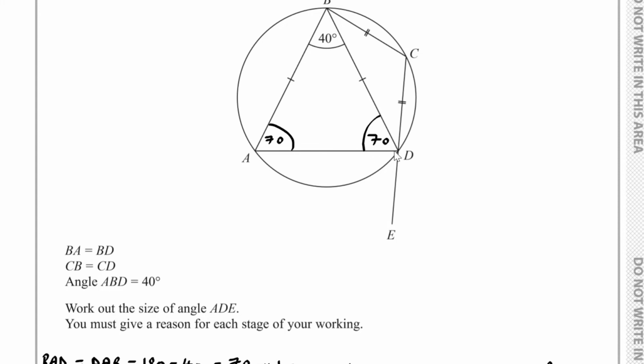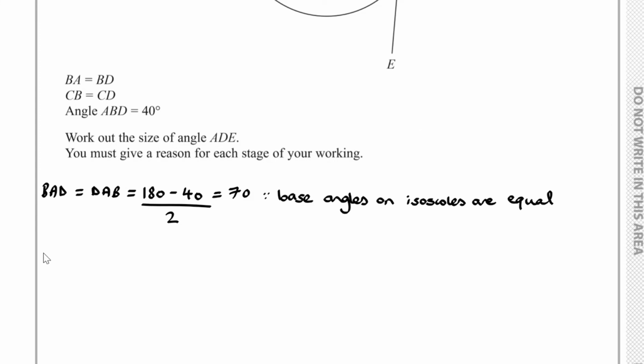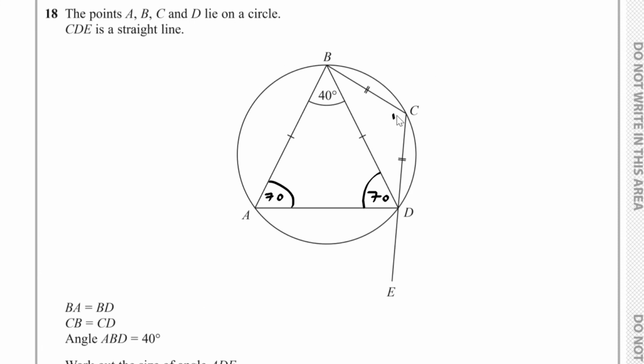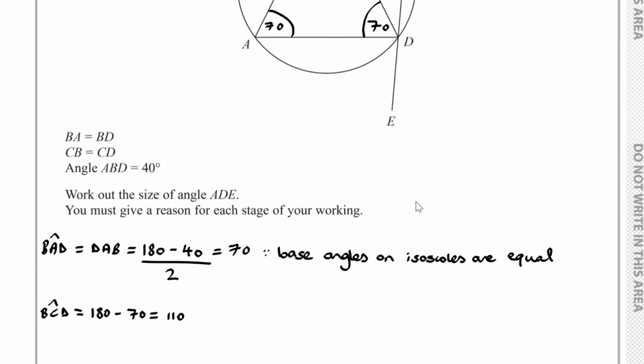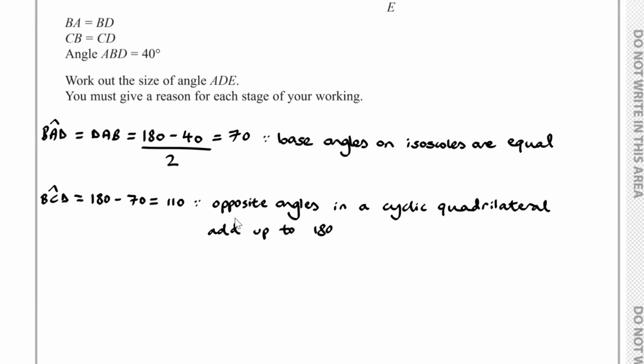And also you'll notice we have a cyclic quadrilateral. So with that we can find out the angle BCD. Bearing in mind the opposite angles in a cyclic quadrilateral add up to 180, BCD is equal to 180 minus 70, which is 110. So in terms of the diagram, here we have 110. So we can now state the reason for this: the opposite angles in a cyclic quadrilateral add up to 180.